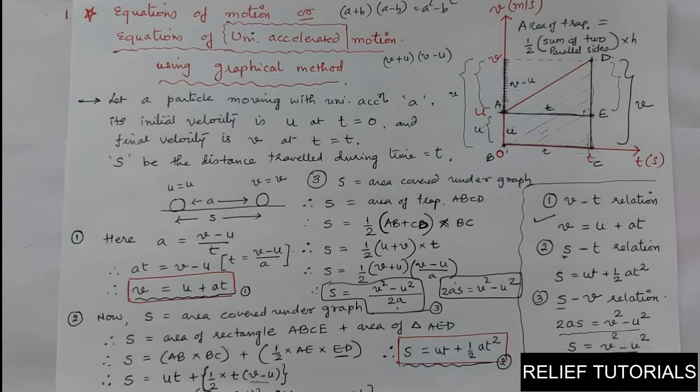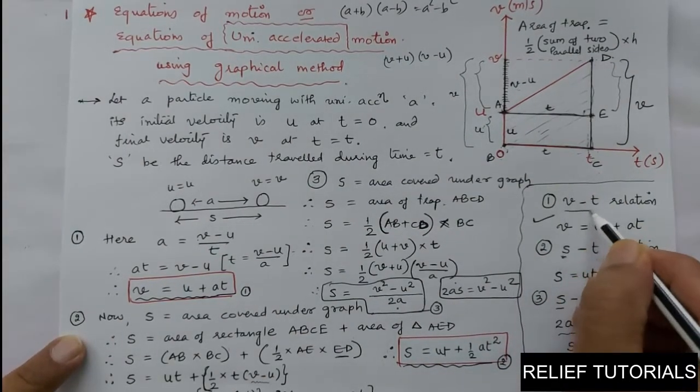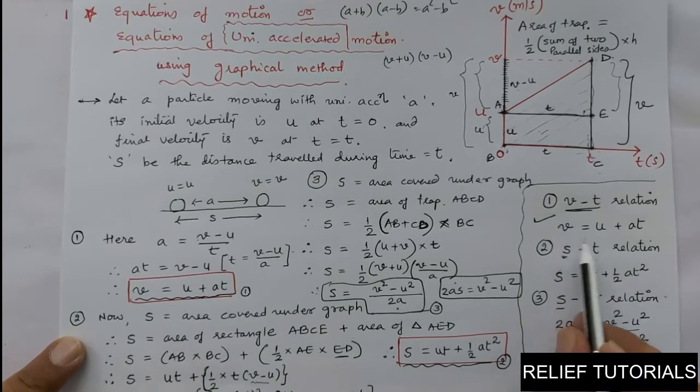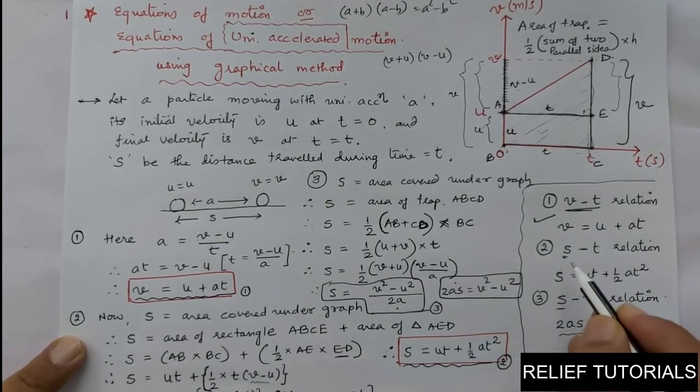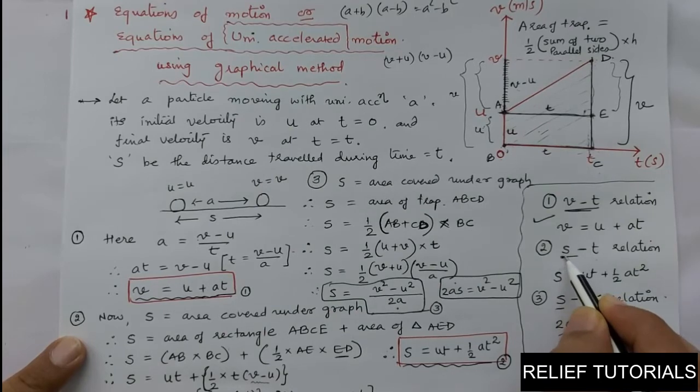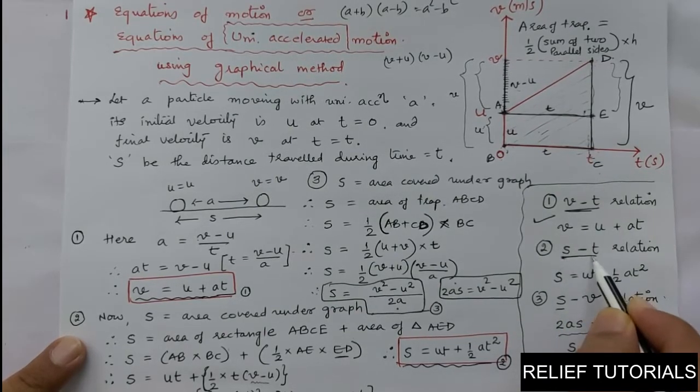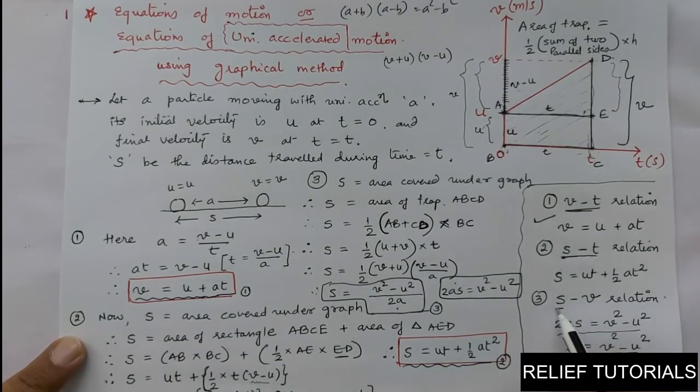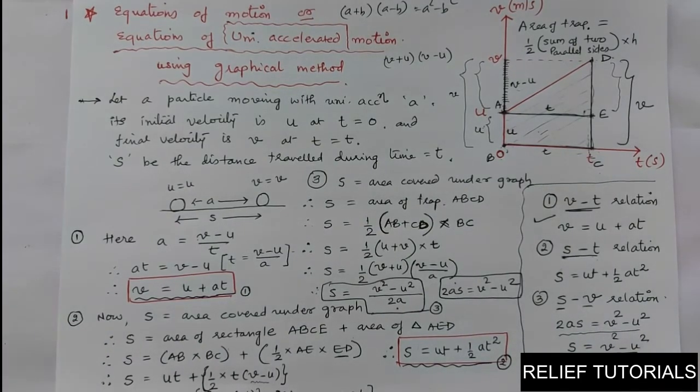In the last lecture we discussed equations of motion, or equations of uniform accelerated motion. Three equations we have derived. The first one was the V and T relation, V is equal to U plus AT. Second is the S-T relation, the distance time or position time relation, S is equal to UT plus half AT square. Third is the position velocity relation, S is equal to V square minus U square by 2A.